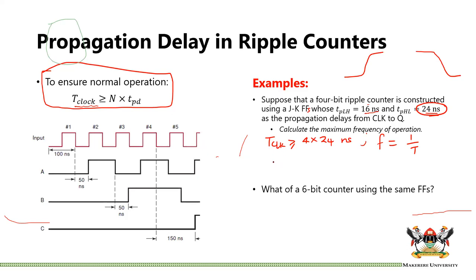And we know that frequency is equal to 1 over period. So if I say now 1 over T, the inequality changes. It becomes less than or equal to. That is 96 nanoseconds, and obviously this is the clock. So we can have a value of F less than or equal to 10.42 megahertz. So if my frequency is less than or equal, then my maximum frequency is 10.42 megahertz.